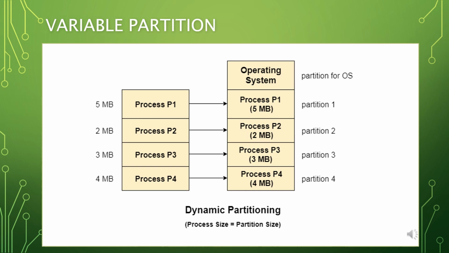The first partition is reserved again for the operating system, and the remaining space is divided into parts according to the processes. The size of each partition will be equal to the size of the process, and the partition size varies according to the need of the process, so that internal fragmentation can be avoided.